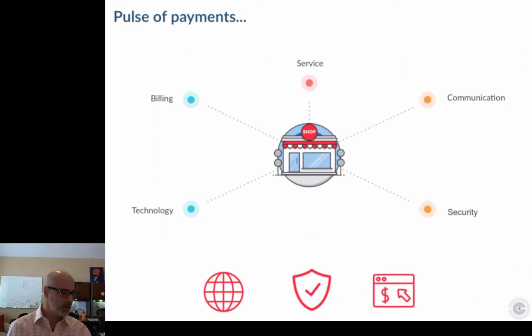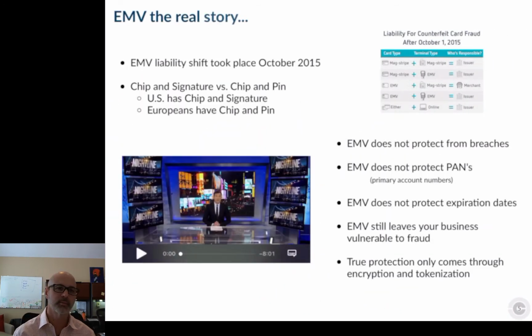Okay? So basically, when you look at where we're at in the industry, this is kind of what we built our entire program off of, was these 5 basic points that people were having issues with. So let's get into the next part here. And we're going to talk about some of the liability section and some of the things that happen in the industry that, as of right now, a lot of business owners really kind of don't have the real story, if you will. So let's talk about EMV real quick.